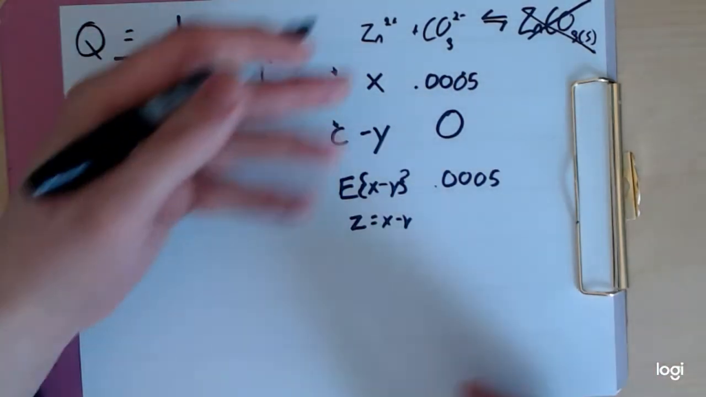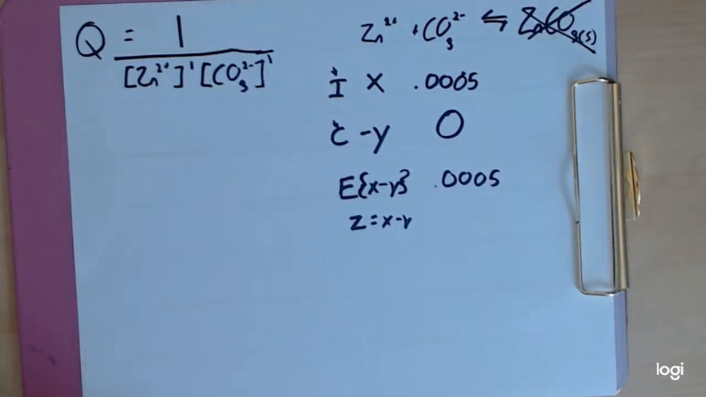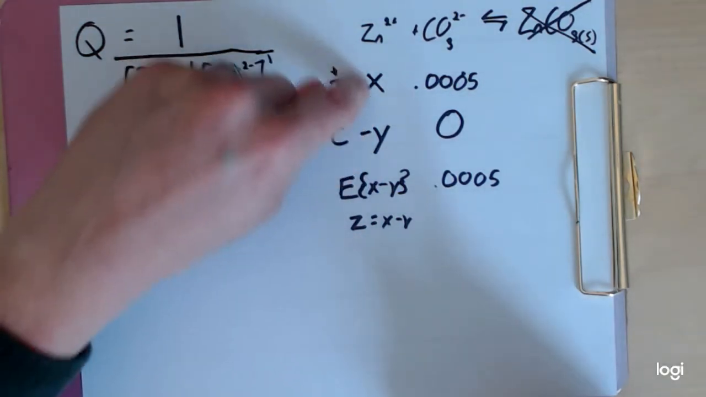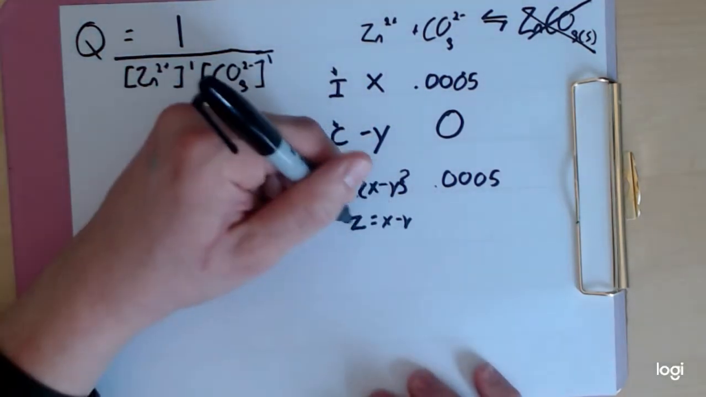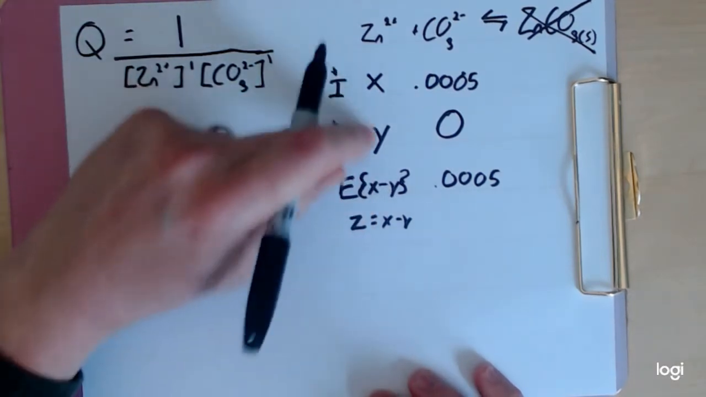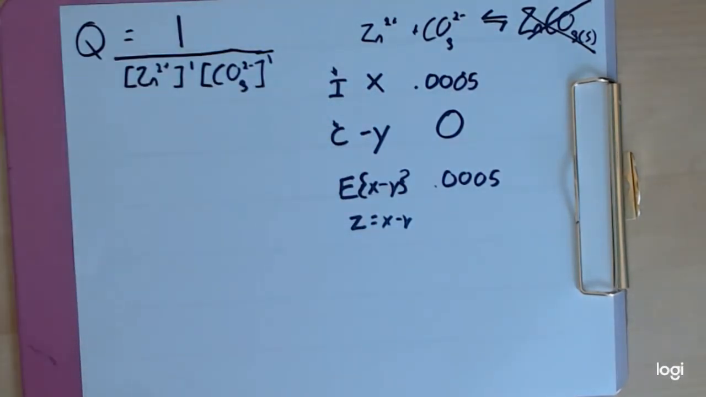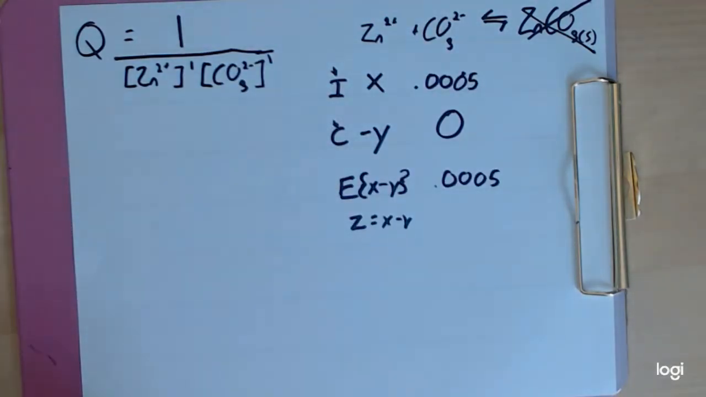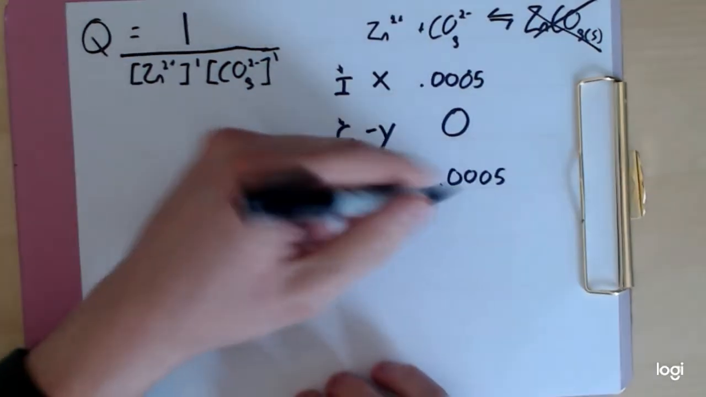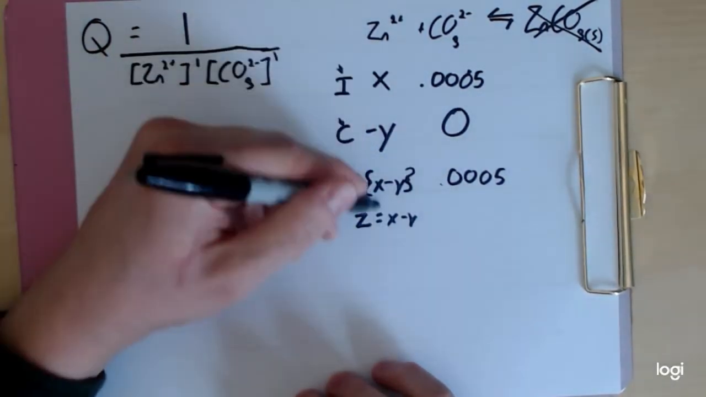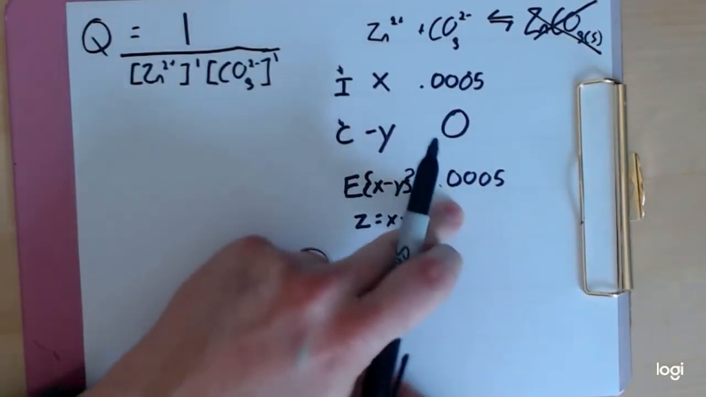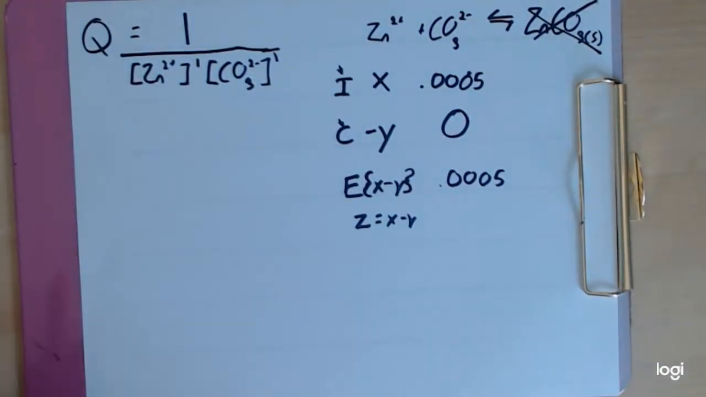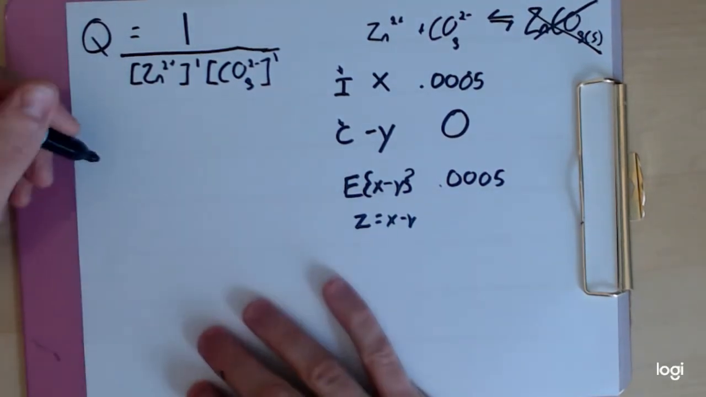This is one of the reasons why I don't particularly love ICE tables: sometimes you end up doing a little bit of extra work filling in these values when actually all you need to do is solve for a value that doesn't relate to the initial concentrations or the change in concentrations, depending on the problem. But I still think that this is a useful framework to understand how reactions are progressing towards equilibrium. So now that we have this expression for the equilibrium concentrations, the concentration of zinc equals z, the concentration of carbonate equals 0.0005, we can plug this into our reaction quotient, setting Q equal to K.